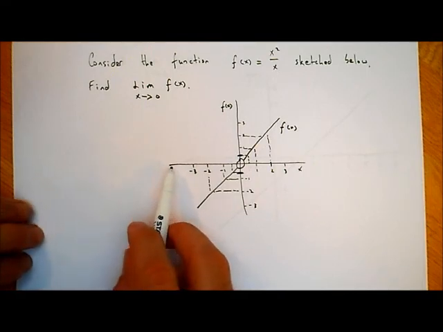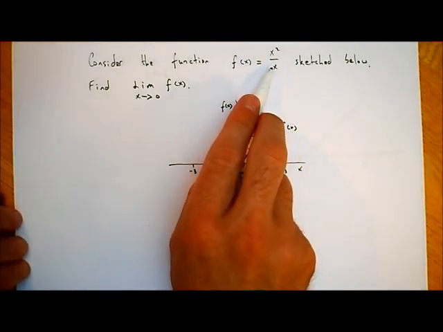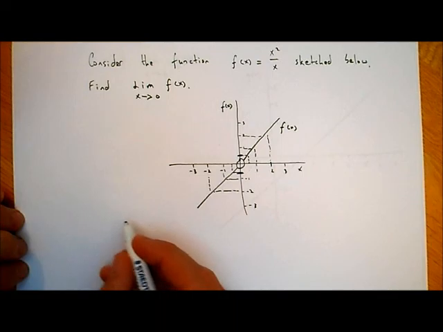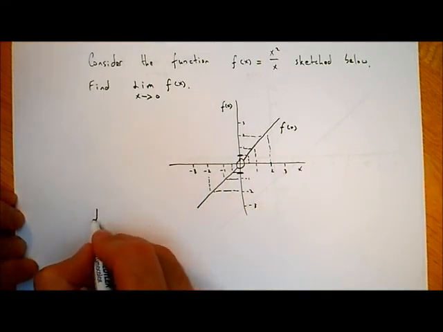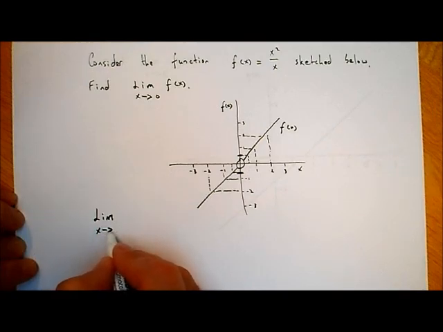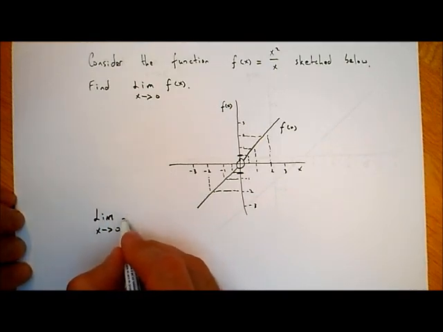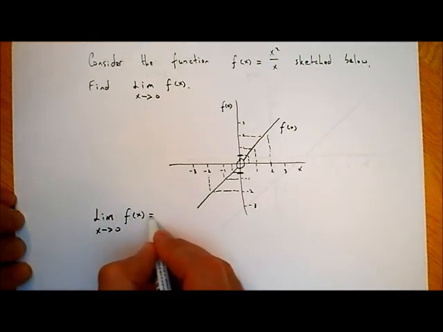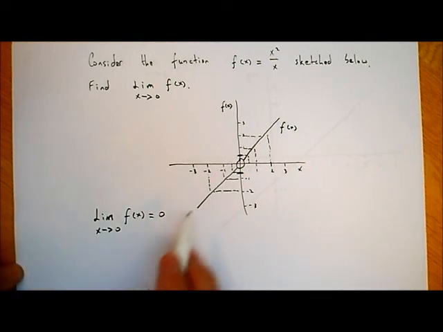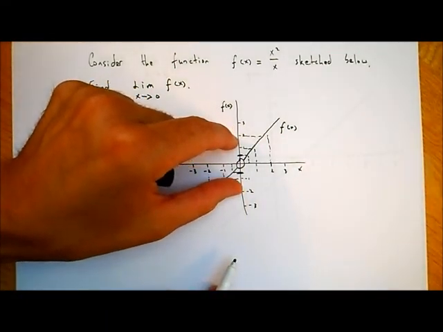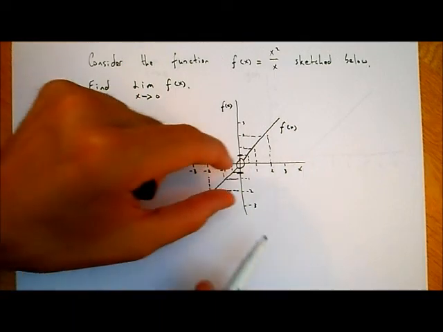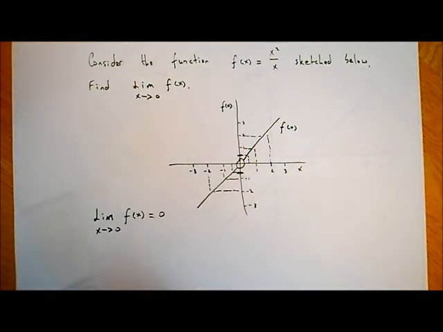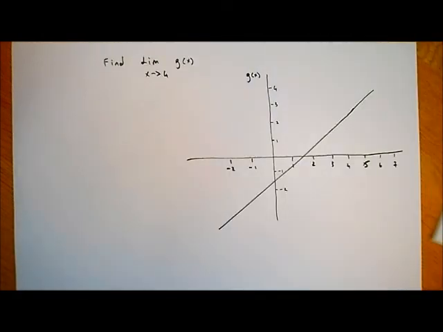So even though we can't fill in 0 into this function, we can never fill in 0 because we'll end up dividing by 0, we can still see from the graph that we can still work out the limit as x approaches 0. So the limit as x approaches 0 of this function f of x is actually equal to 0, because when I squash those two lines together, this one and this one, I will get closer and closer to 0. Okay, so let's have a look at another example of that.